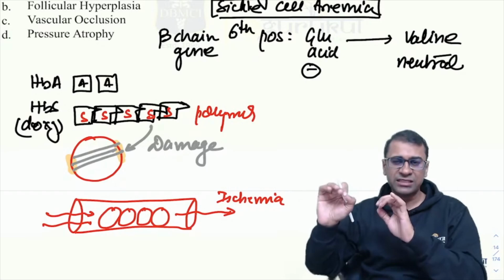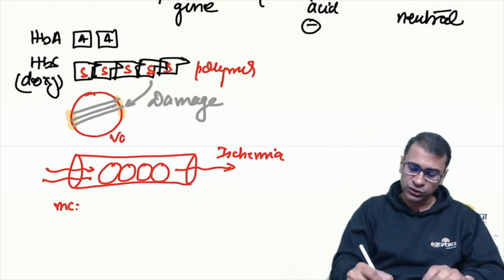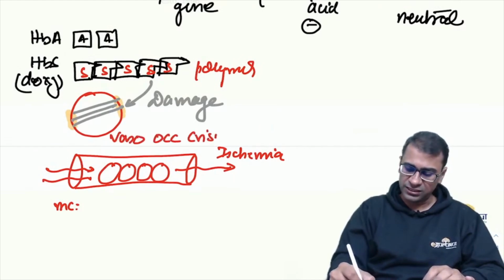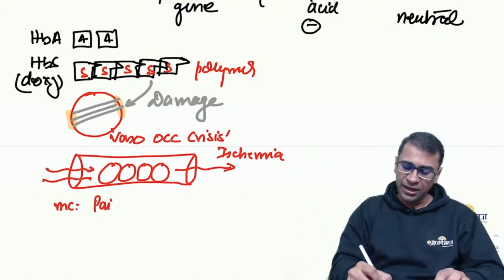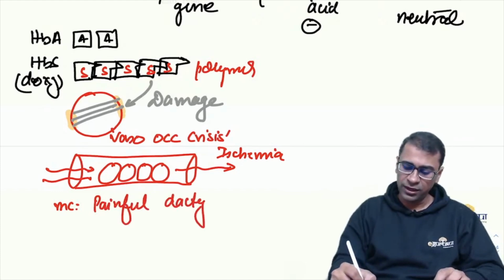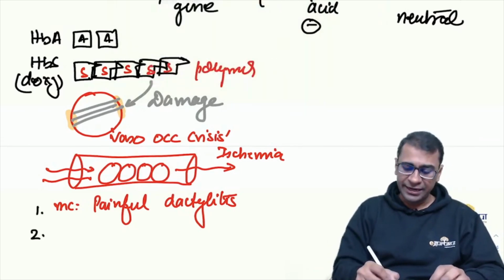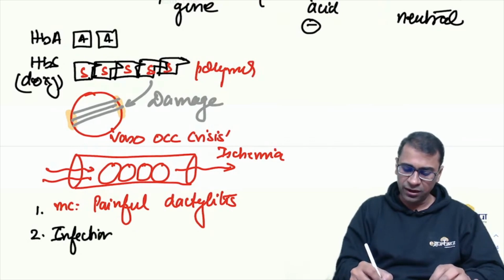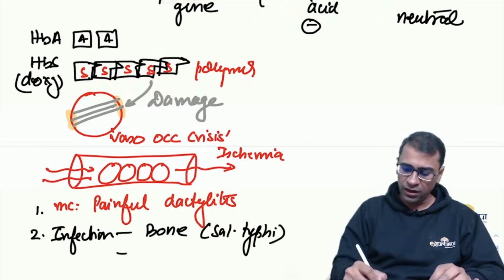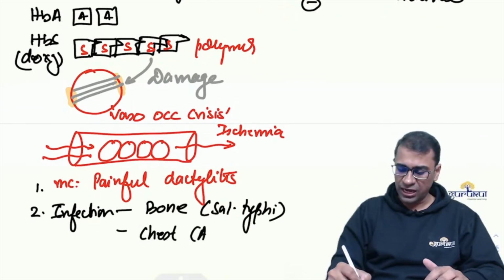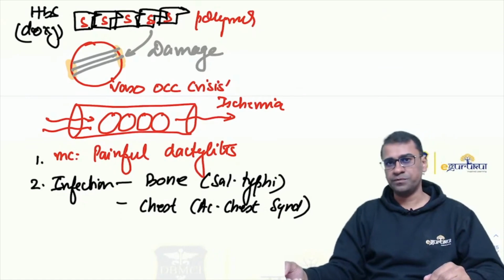This vaso-occlusive crisis, remember, is a very important question. What do we call this? We call this vaso-occlusive crisis. Now here comes a very important question. Listen to me carefully. The most common symptom is a painful dactylitis, but it can also lead to increased infections, which can occur in the bone, mostly by Salmonella typhi, or can occur in the chest, called acute chest syndrome.